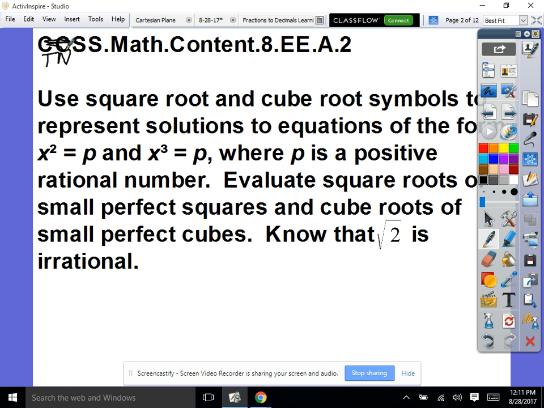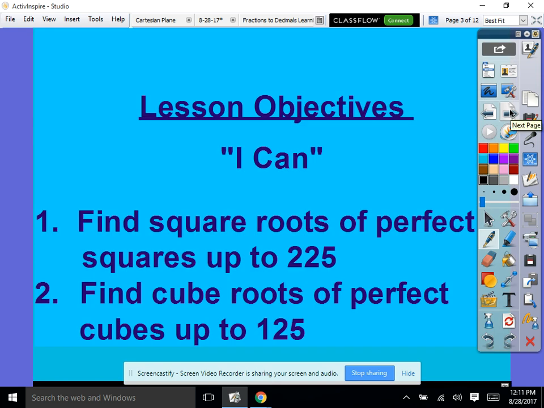And don't forget, these are always hanging up on the wall between the Promethean board and the whiteboard. All right, your lesson objective: I am learning to find square roots of perfect squares up to 225 and find cube roots of perfect cubes up to 125. And you need to stop the video and write those down on the top of your notes.